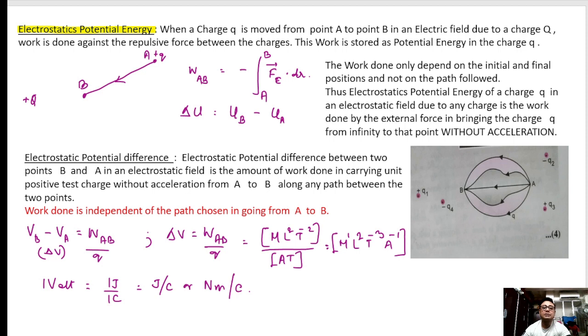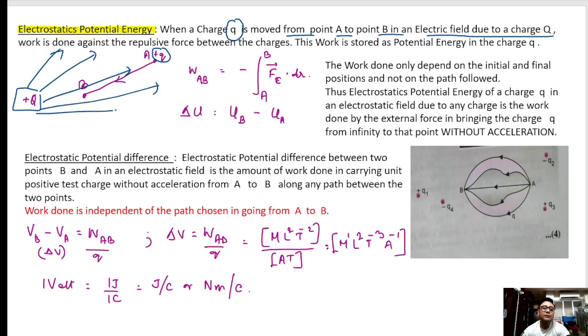whenever a charge, as you can see here, this is a charge Q, is moved from point A to point B in an electric field due to charge Q. Please watch, this is the charge Q, so it will have electric field outwards. It will have electric fields like this. It will have electric field like this.